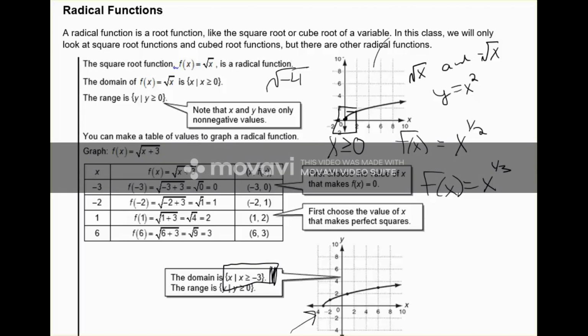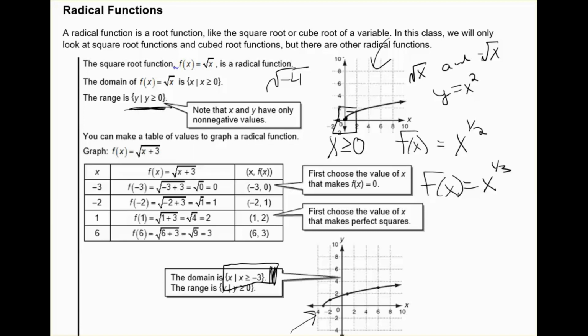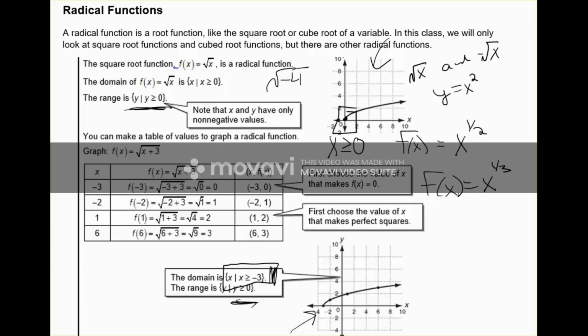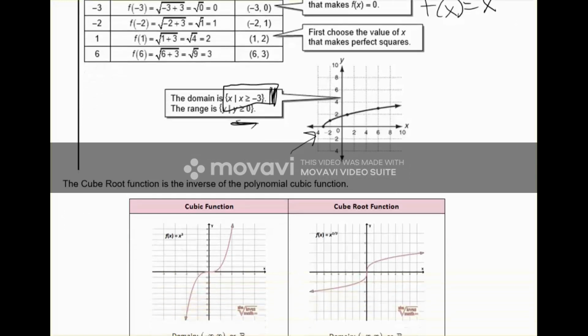In our parent function up here, the range would also be y is greater than or equal to 0, because that's the biggest number you can get out of this. Is if you let x be 0, then your answer would be that y is equal to 0. And the range did not change in this function because it did not move up or down, it just was shifted left.